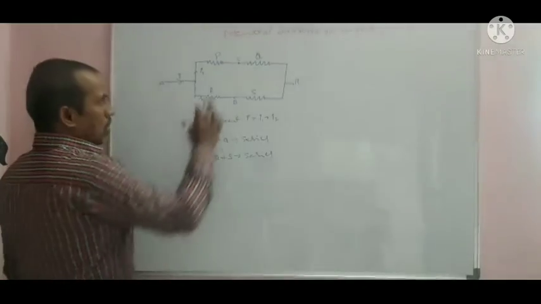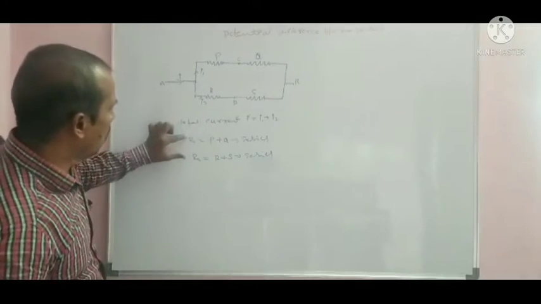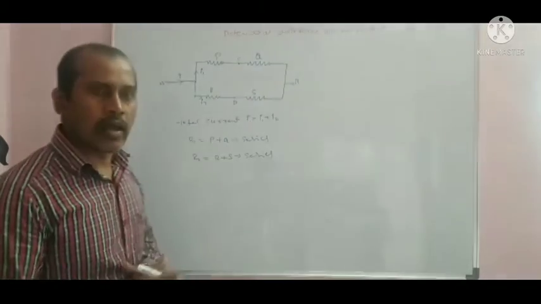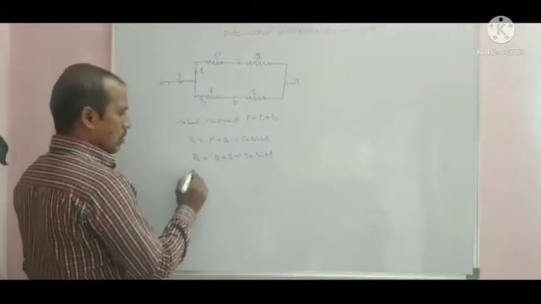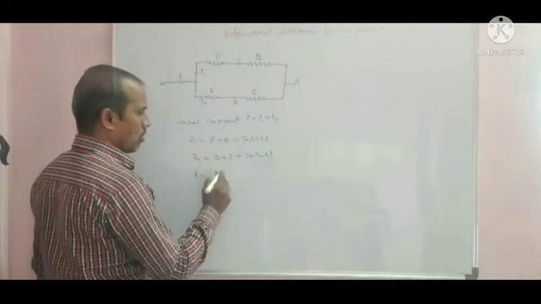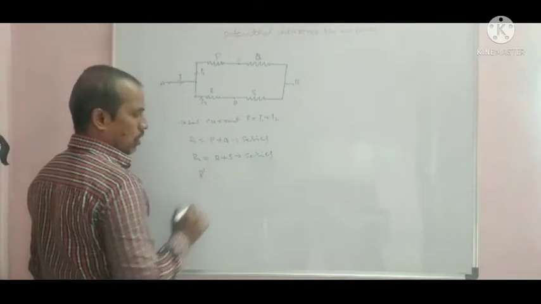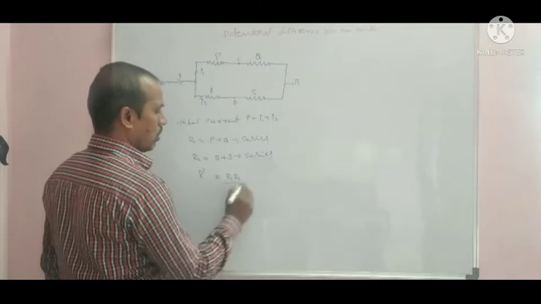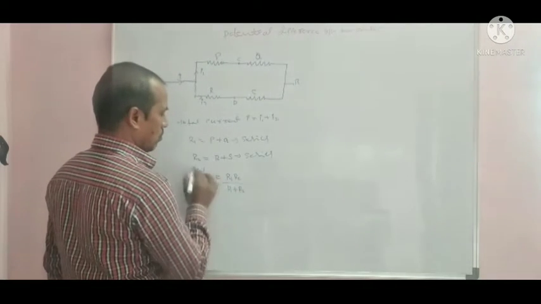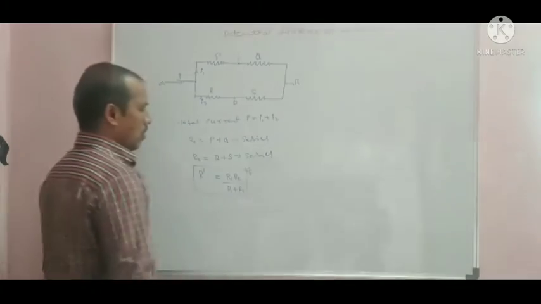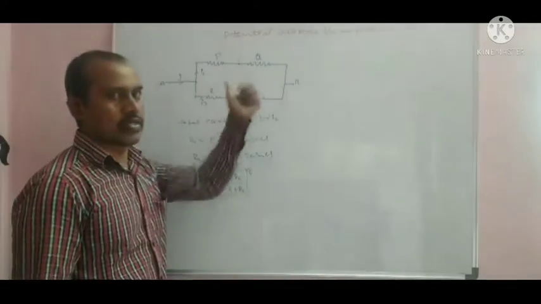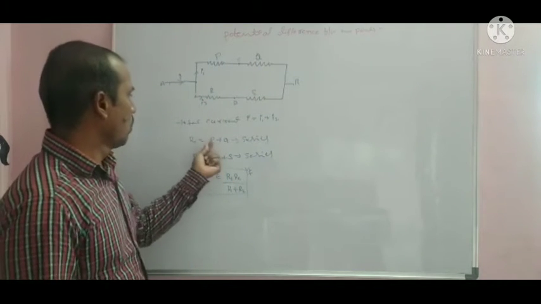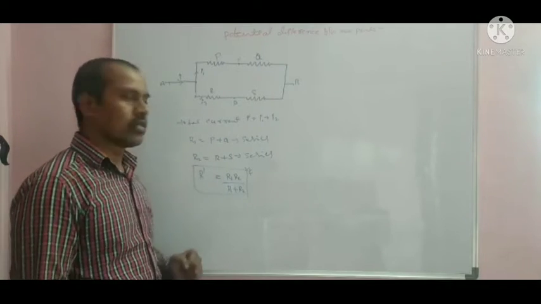Now R1 and R2 are in parallel combination. So the effective resistance R prime is equal to R1 R2 by R1 plus R2. This is the total effective resistance in the given circuit. Here R1 is equal to P plus Q, and R2 is equal to R plus S.